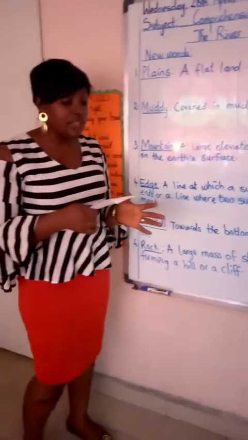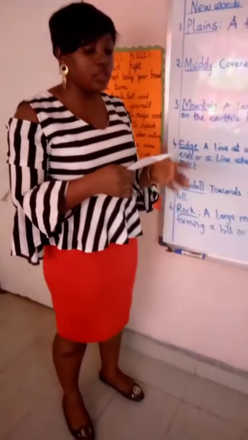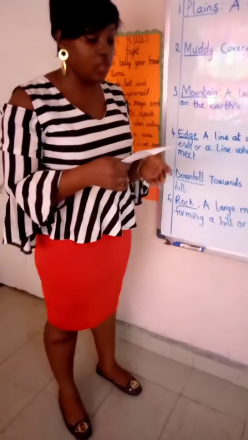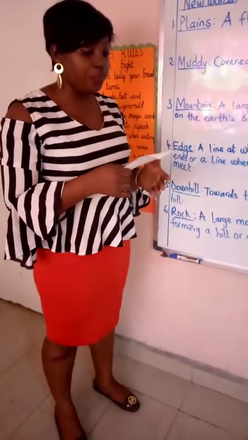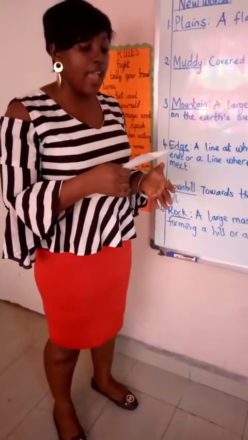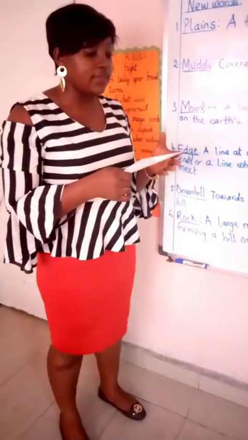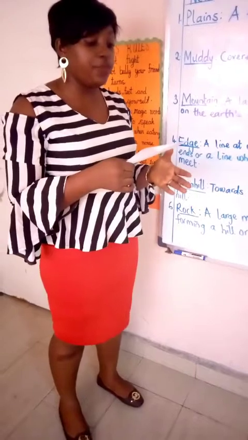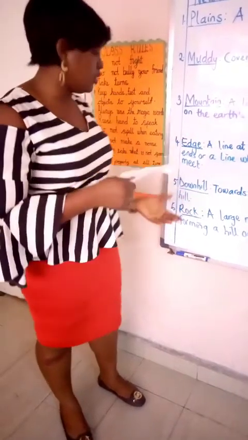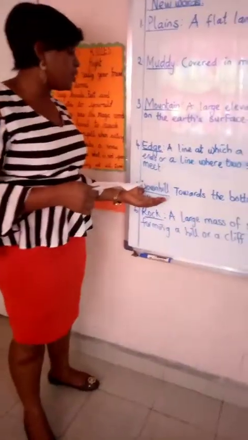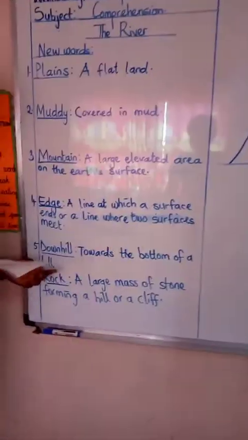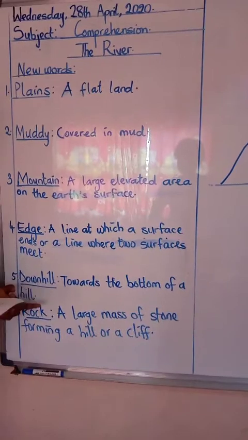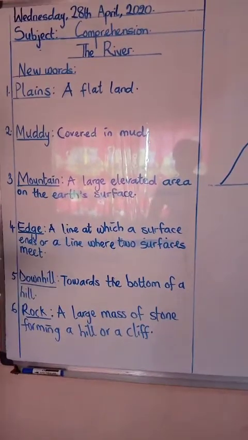Many animals live in or near different parts of the river. The river begins high in the mountains. There is a lot of snow. The snow melts and the water moves down the mountainside. The water in the river flows quickly downhill. So the word downhill then means towards the bottom of a hill. Let's pronounce the word together. Downhill again. Downhill. Beautiful. Okay.